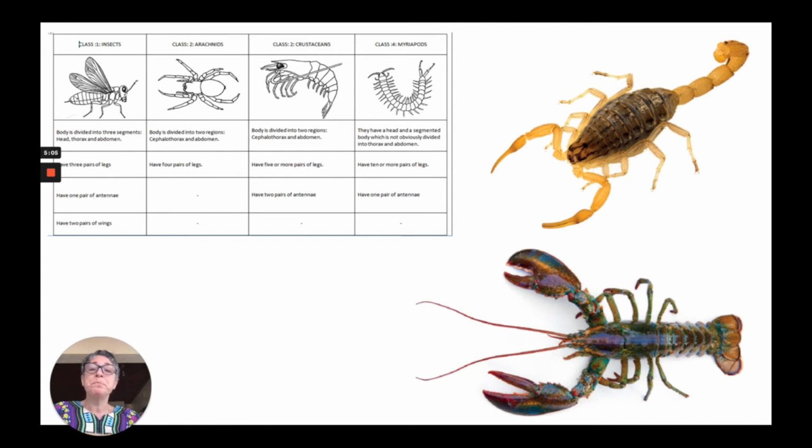So if we look back at our little chart, that would tell us that this is a crustacean. It has 5 or more pairs of legs, and it also has 2 pairs of antennae, which no other organism in this particular category would share. So if we look at now the answers, we would see that indeed the top one is an arachnid, that is a scorpion, and the bottom one is a crustacean, that is a lobster.